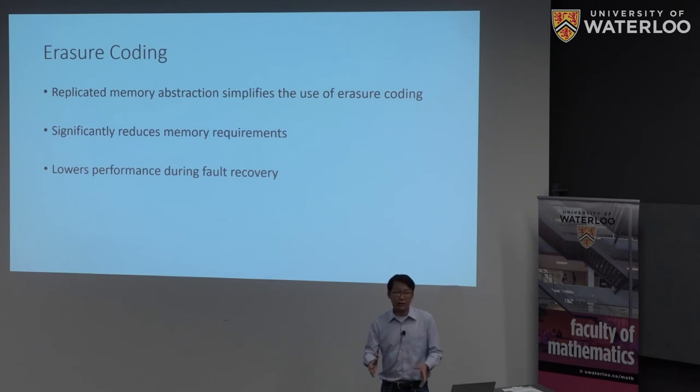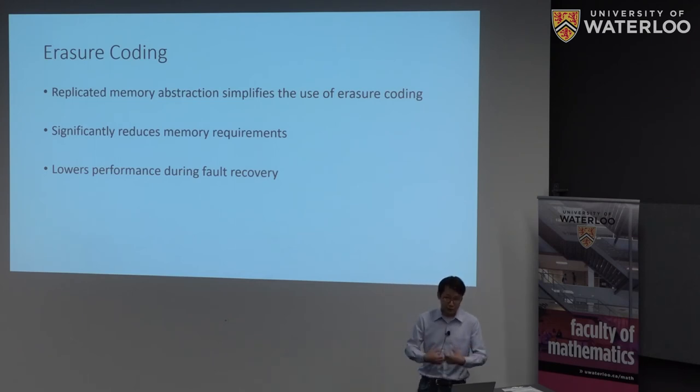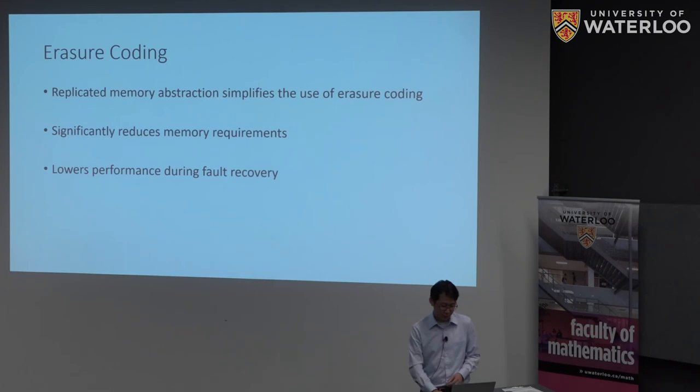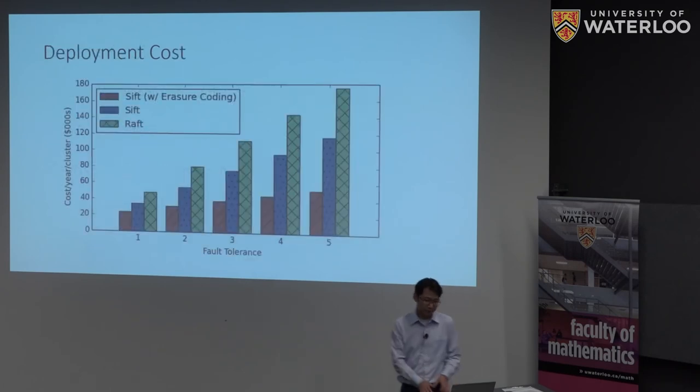The main trade-off is that our recovery performance reduces, because if there's a node failure, we may have to fetch more nodes in order to reconstruct the data that's stored inside these consensus servers, or inside the memory nodes.